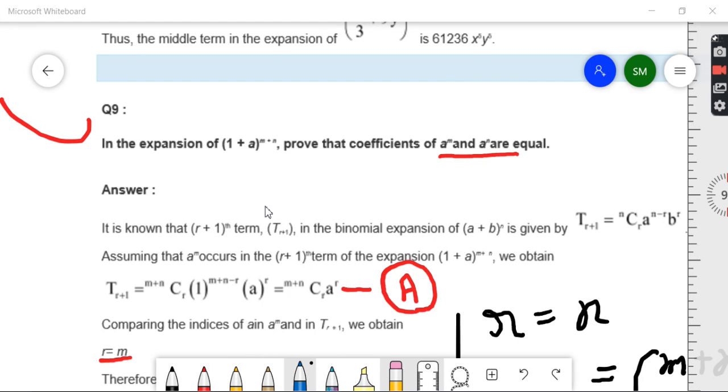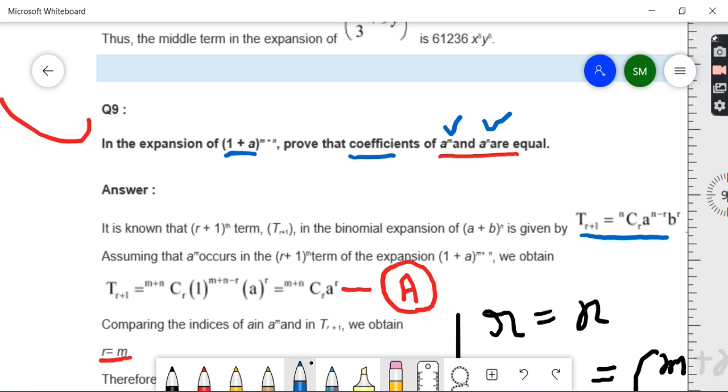Okay, now going towards question number 9. In the expansion (1 + a) raised to m + n, we have to prove that the coefficient of a raised to m and a raised to n are equal. Remember, the coefficient. First of all, I will use the general term T(r+1) = nCr a^(n-r) b^r.